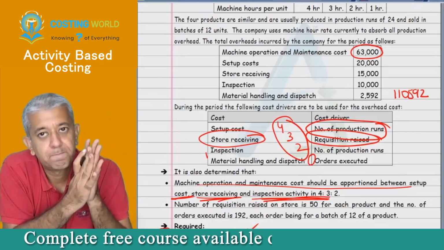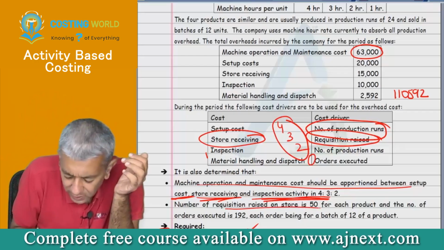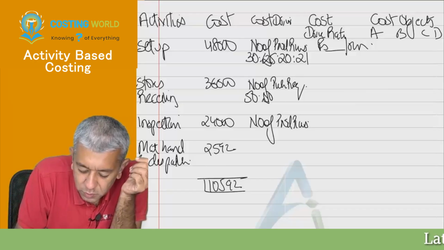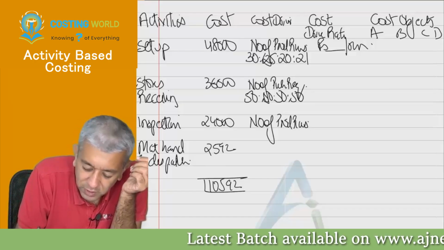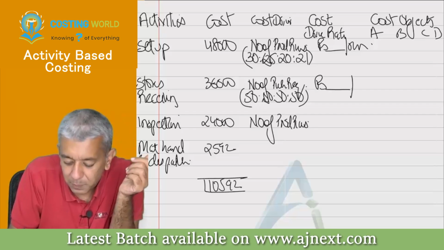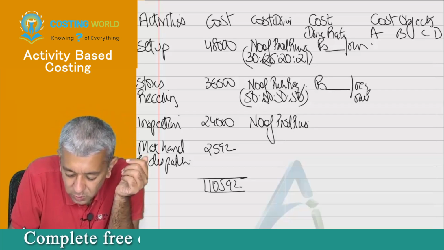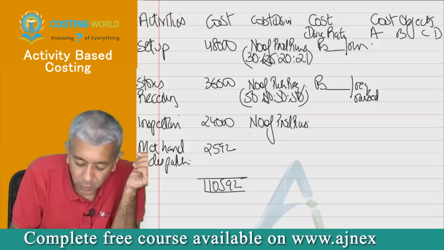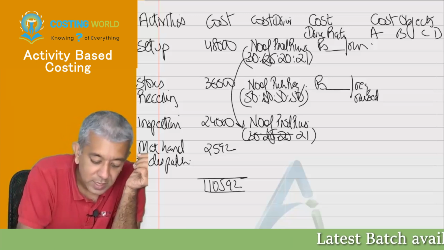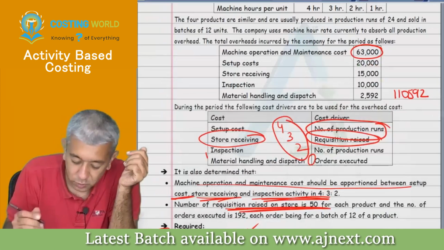It is directly given to you over here. So it is 50 for each product. So therefore 50, 50, 50, 50. Job done. So therefore this will be giving you some rate per requisition raised. Okay. Last. Number of production runs 30, 25, 20, 21. That I have copied from here only.